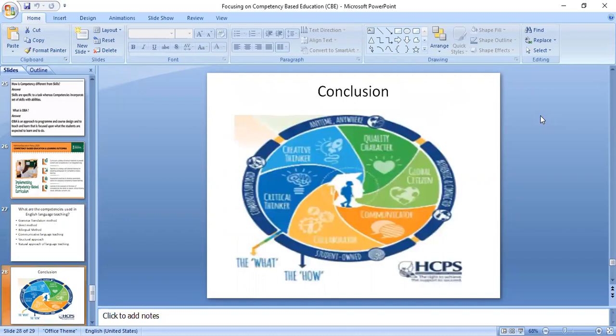Now the conclusion. What is the conclusion? We can see that this CBE program or competency-based program helps a student to become a creative thinker, a character, global citizen, critical thinker, and communicator. And competency-based education helps students to develop and demonstrate mastery over a topic and builds a culture of equity and inclusivity, and prepares students for life beyond the walls of their school.